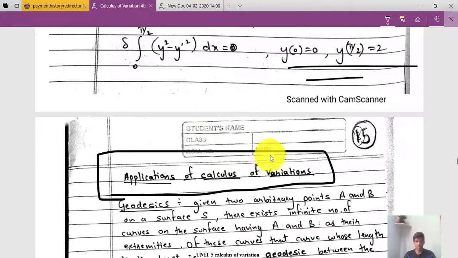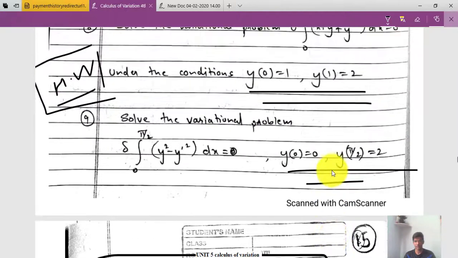In my next class, I will deal with the applications of calculus of variations, which is just as important.